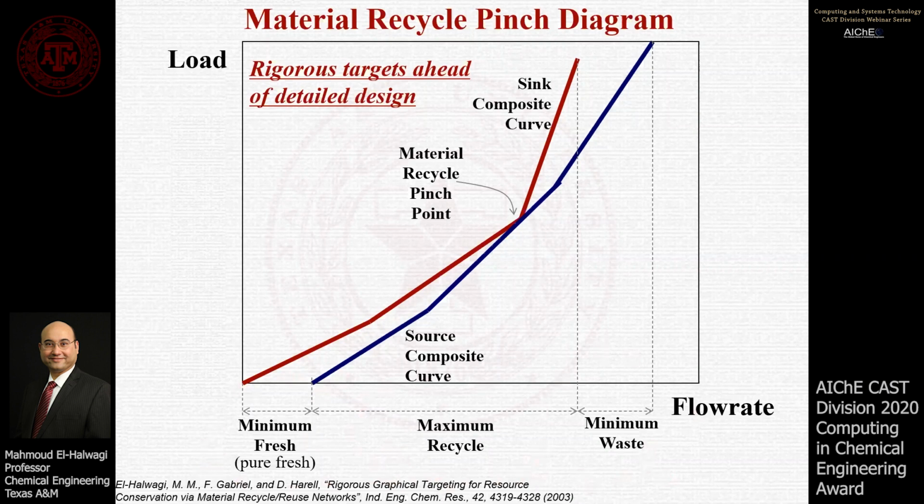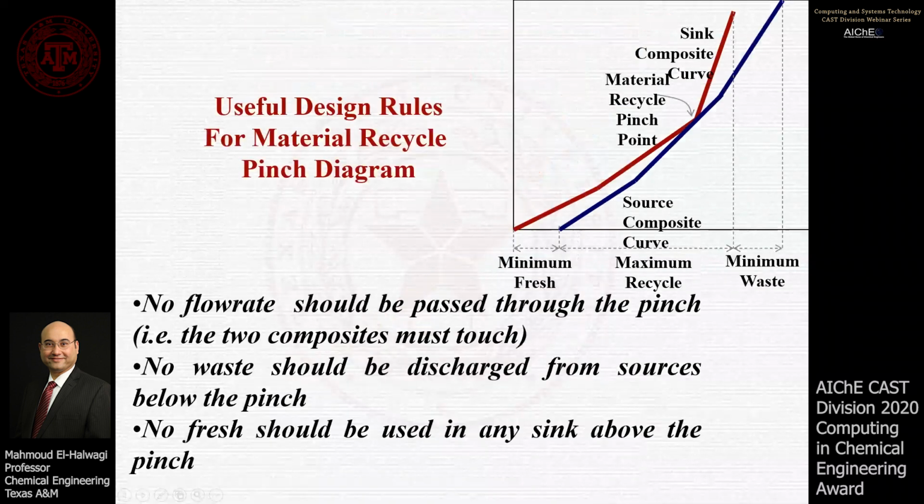All of this is determined before we do the detailed design, before we even know what will go where in terms of streams and sinks, but it identifies those targets before we carry out the detailed design. So this is an example of targeting. And as an added bonus, we also get some useful design rules that we can use for creating new designs, or actually for critiquing existing designs.